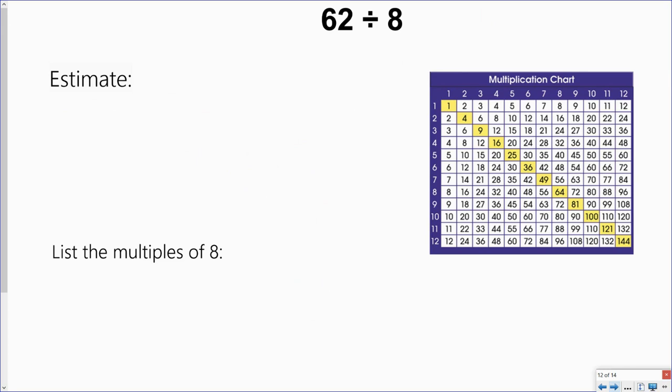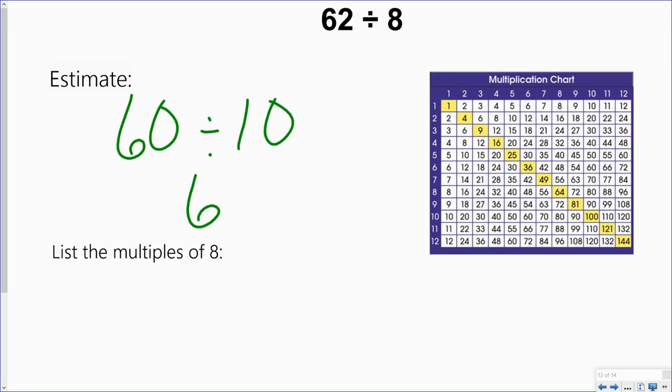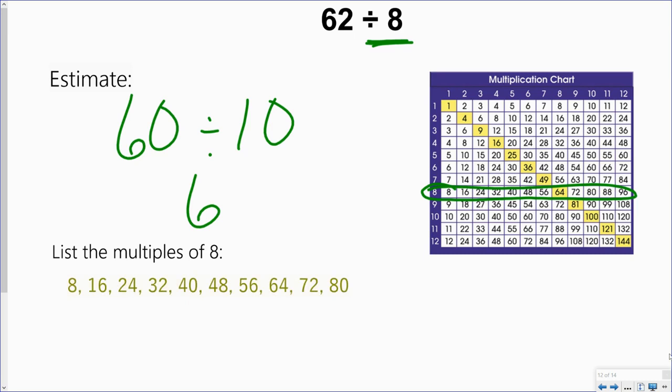So now we're going to take 62 and we're going to divide it by 8. So again, we need to estimate. So I'm going to estimate 62 to 60, and I'm going to divide that by 10, which gives me an answer of 6. And again, I'm going to be looking for the multiples of 8, so I can use those with my division. And I'm going to find those right here on my multiplication table. So the list that comes from there is right here. So again, they match up.